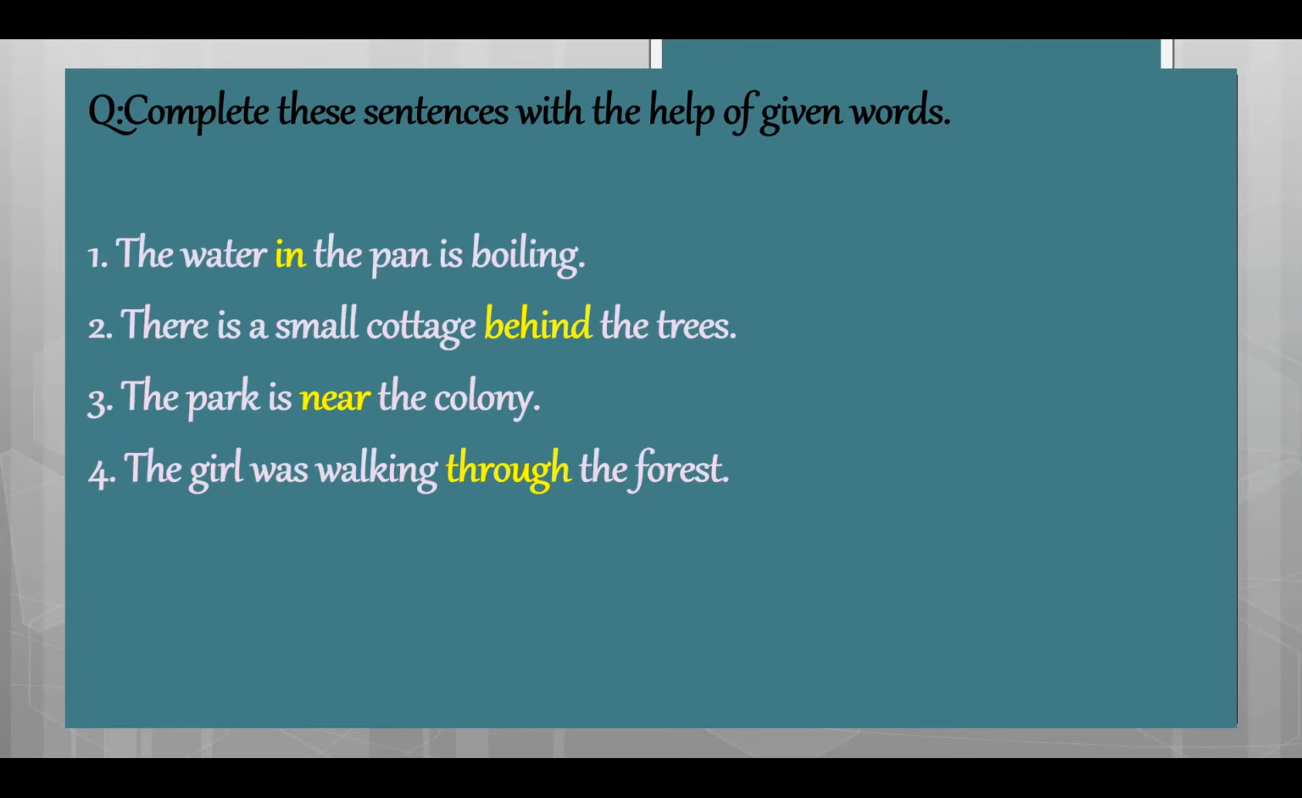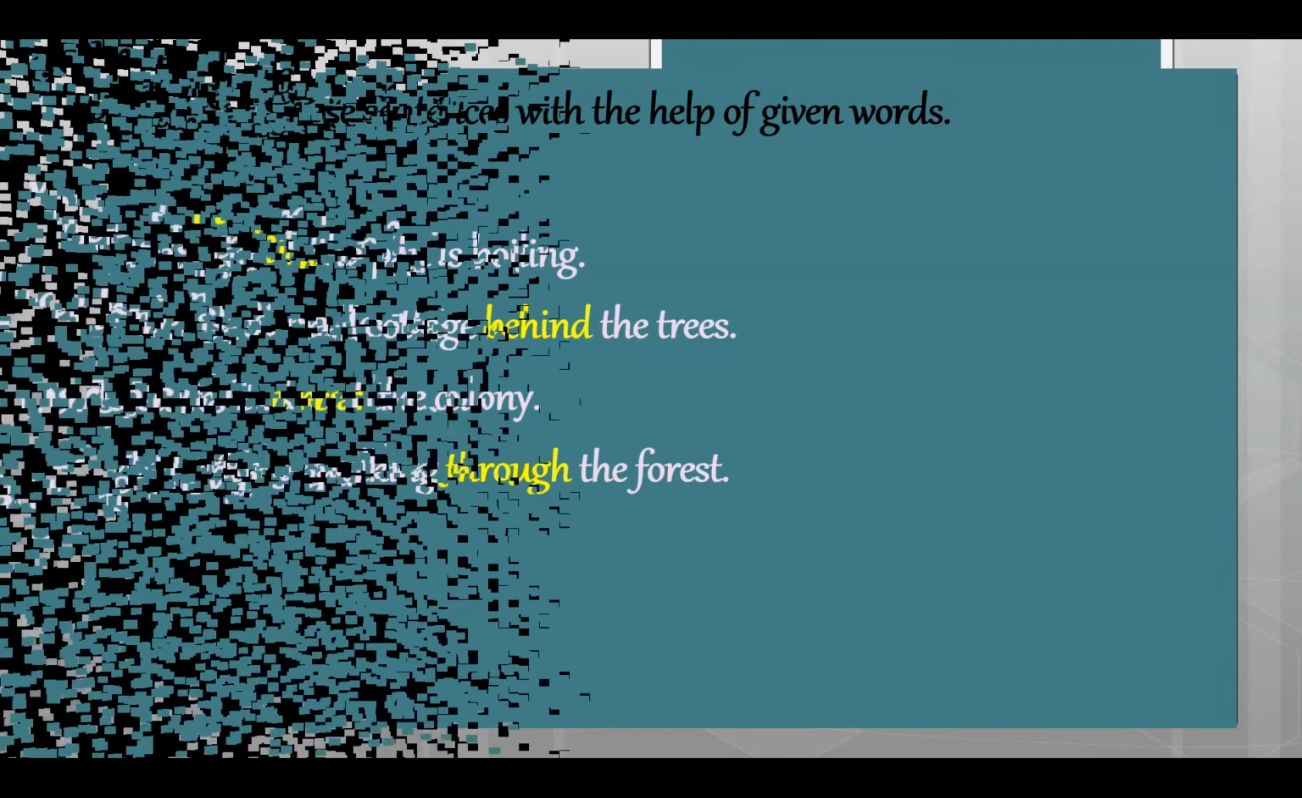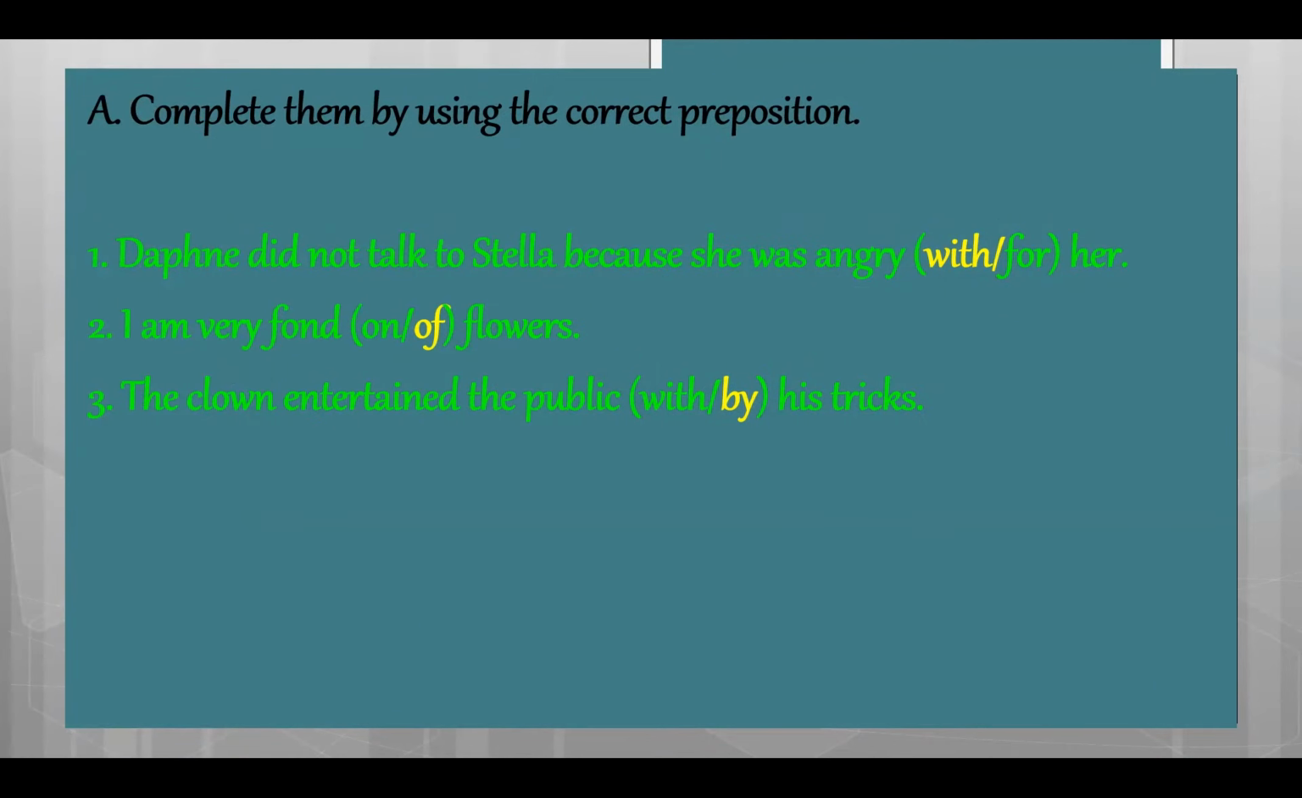Students, keep in mind one thing. When we talk about through, we mean there is movement from one side to the other. The girl is moving from one side to the other. The girl was walking through the forest. So that's why through is the correct preposition in this sentence. Move on to the next question. Complete them by using the correct preposition.